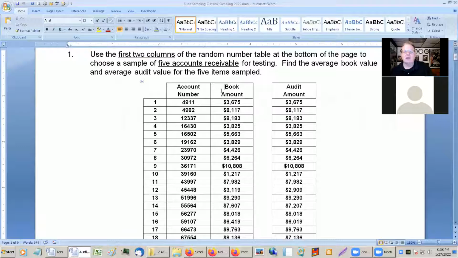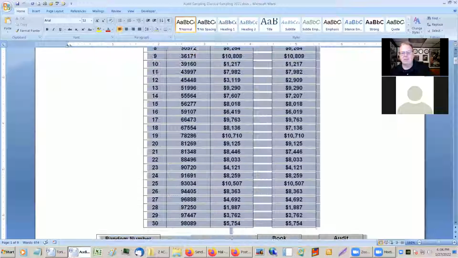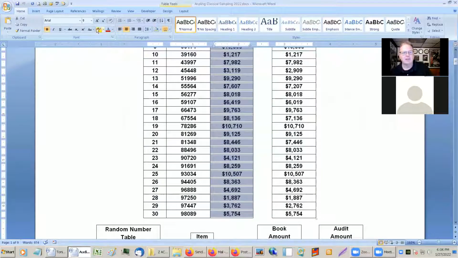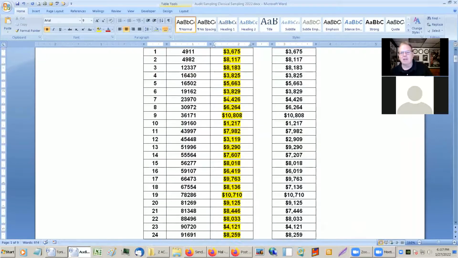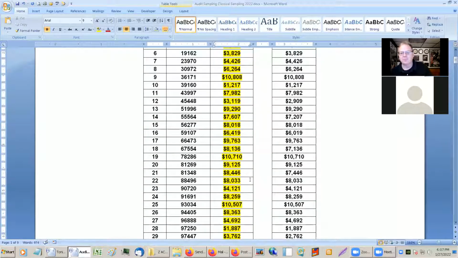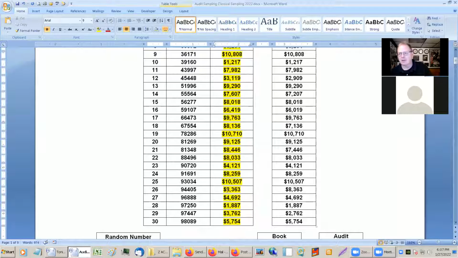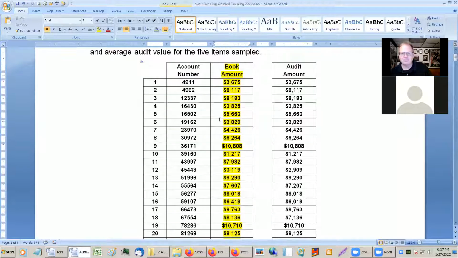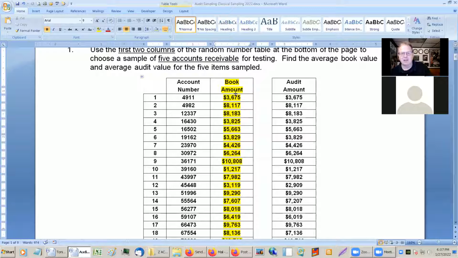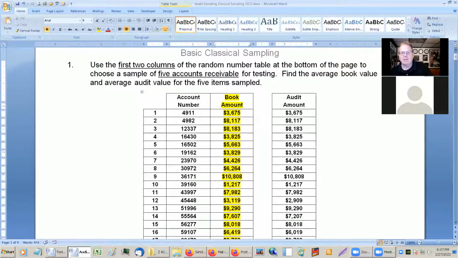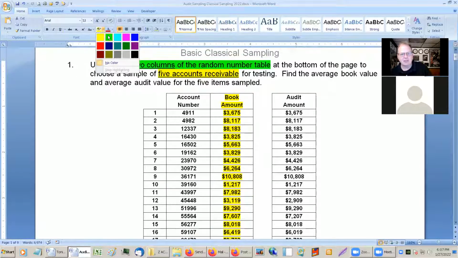So here, these are all accounts receivable. This is what the client has for accounts receivable. I didn't leave a space here at the bottom, but these all add up to 200,000. We'll see it on the next page. But we're going to take a sample of 5 items. And we're going to take the first 2 items of the random number table at the bottom. We'll talk about this in a second.